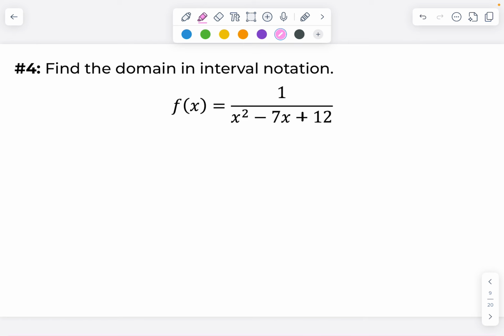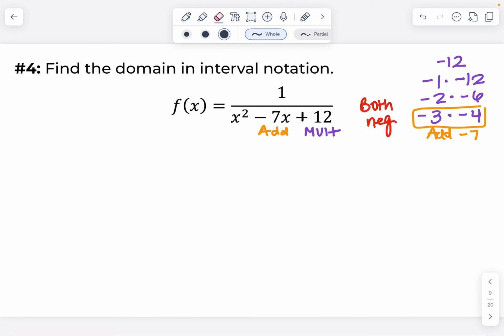I want you guys to try this one on your own. Now, this one is a little bit trickier, because this one involves factoring. So actually, I want you just to factor this one, and then we'll check our work together, and then we'll come back and do the domain after that. So just factor this one and see what you get.